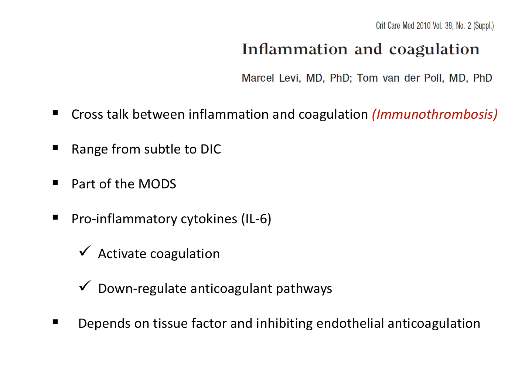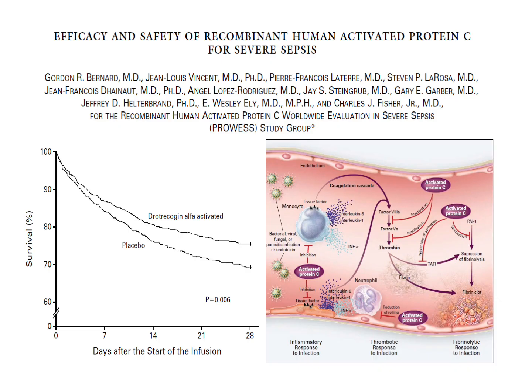This is part of the multiple organ dysfunction in sepsis, because microcirculatory failure and microcirculatory thrombosis contribute to tissue hypoperfusion. And this is mediated by pro-inflammatory cytokines, mainly interleukin 6, but there are other interleukins and cytokines involved, which can activate the coagulation, but also downregulate the anticoagulant pathways. And all this is mediated through tissue factor, but also by inhibiting the endothelial anticoagulation.